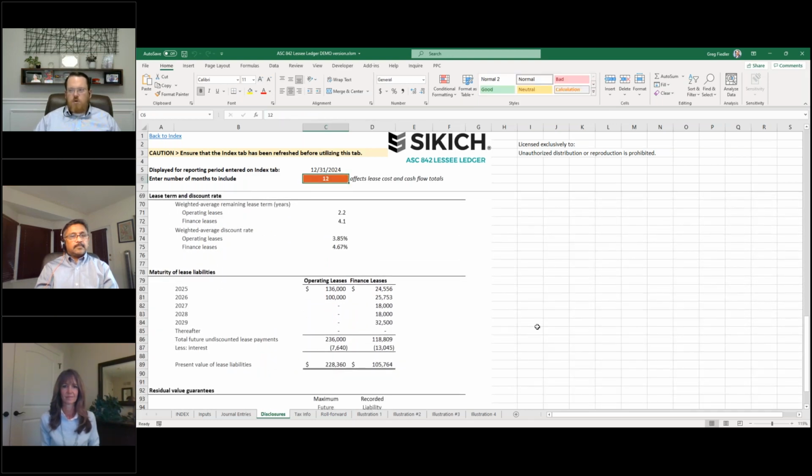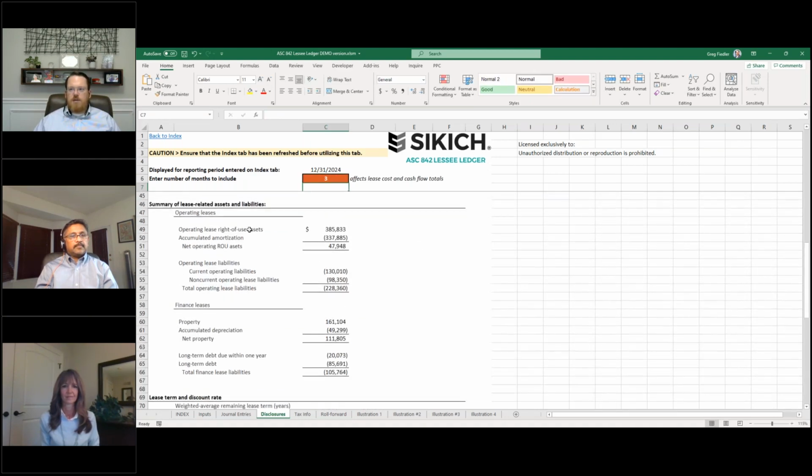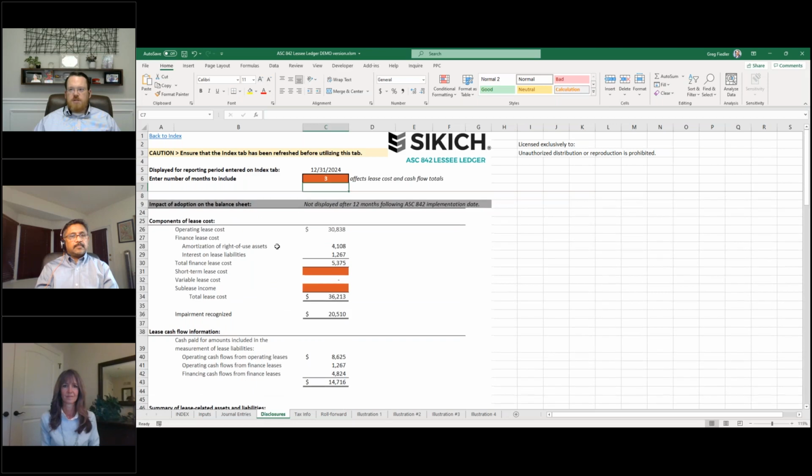If you happen to be doing quarterly financial statements, you could change the number of months. That's going to update primarily the lease cost information for that period, but you are able to affect how much of a period you're looking at.